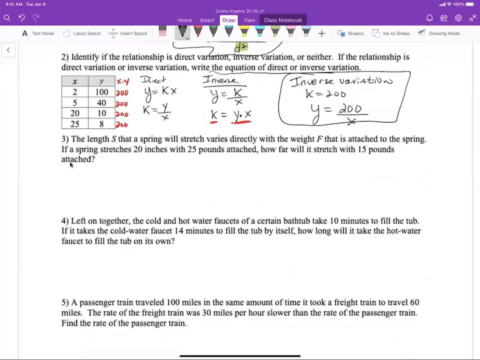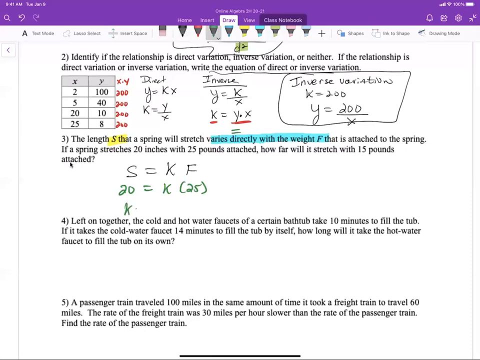The length S that a spring will stretch varies directly with the weight F that is attached to the spring. So we have the length S, so we have S varies directly, that's like saying equals, and directly, so I now have a constant times my F. There's my direct variation. Okay, and then they give me some information. They tell me that it stretches 20 inches when 25 pounds is attached. How far will it stretch when it's 15?